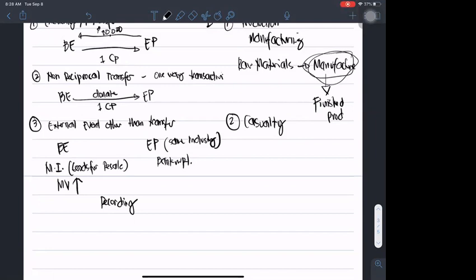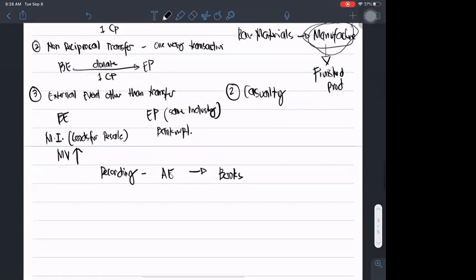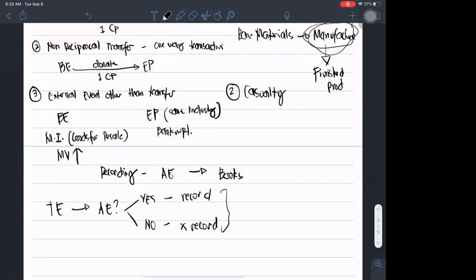Okay. Next, we go with your recording. So recording is the process of capturing the information to the books. So from the accountable event, we place it to the books. Okay, so we have here your transaction and event. What's the first thing that you need to know? Question is whether that is an accountable event or not. If your answer is yes, then you record it. If your answer is no, do not record it. Okay, so when we say we record it, we record to the journal.